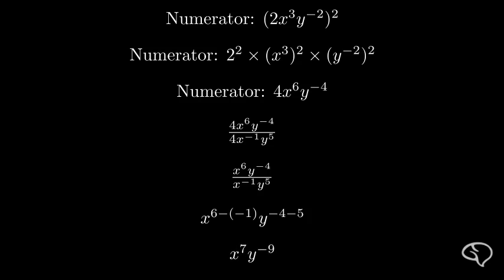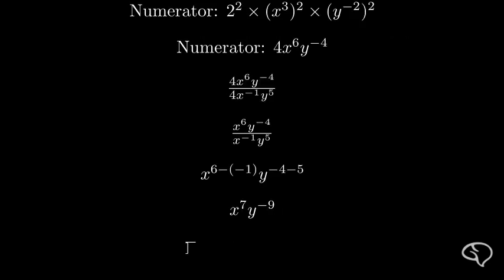Finally, it's good practice to write our answer with only positive exponents. We use the negative exponent rule for the y term. y to the power of negative 9 becomes 1 over y to the power of 9. So our final simplified answer is x^7, all divided by y^9. Now that we've covered the rules, let's see a practical application of exponents, scientific notation.